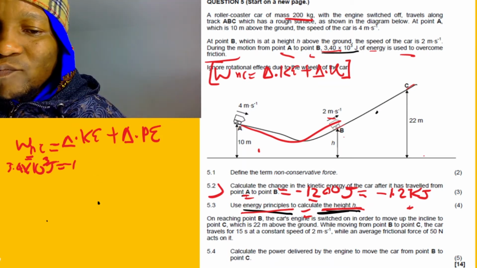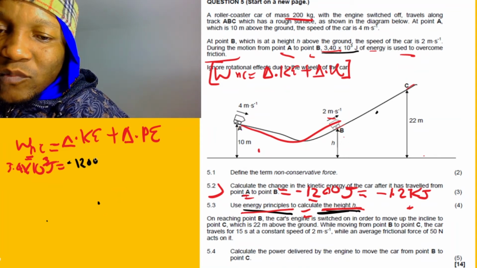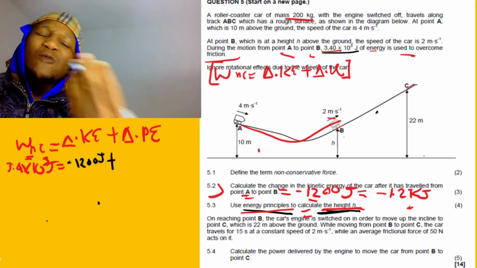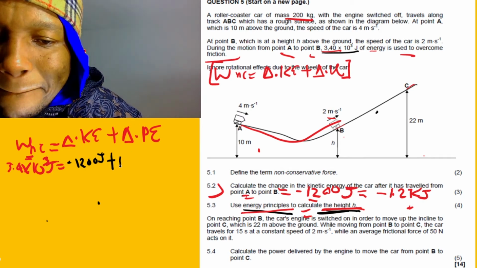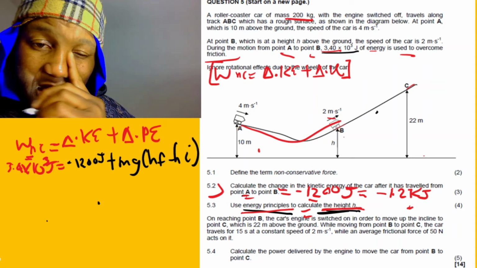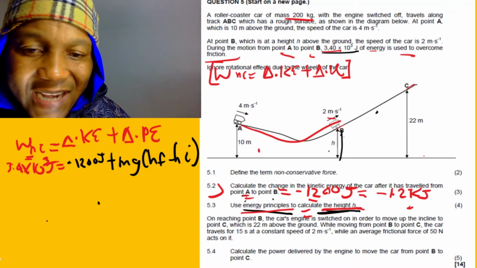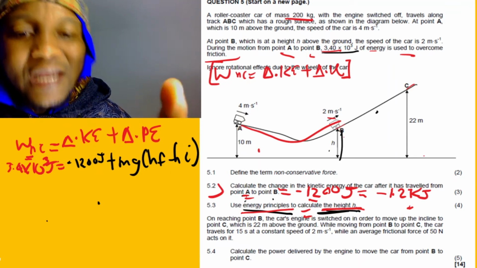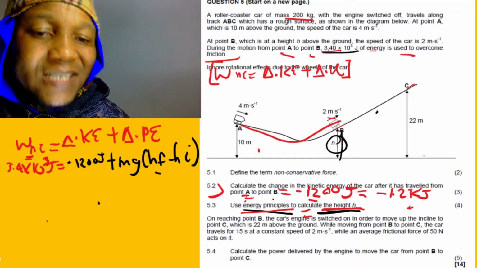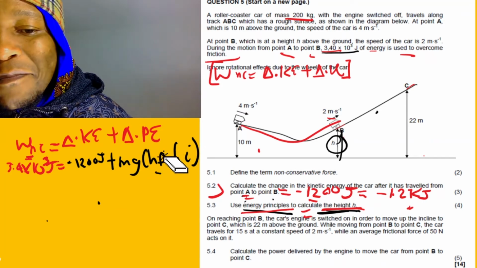So negative 1,200 joules plus changing potential energy. We know how we can do that, equals m g times h final minus h initial. But what is h final? H final, remember, is A to B, meaning this is going to be the final height, minus h initial equals 10. So instead of h final, you just say height exactly, and h initial equals 10.